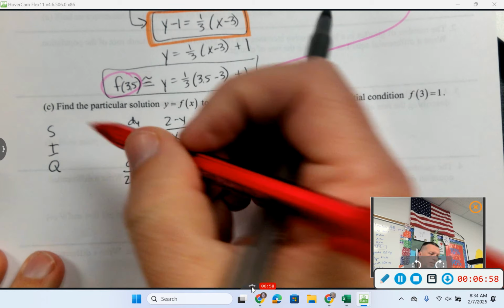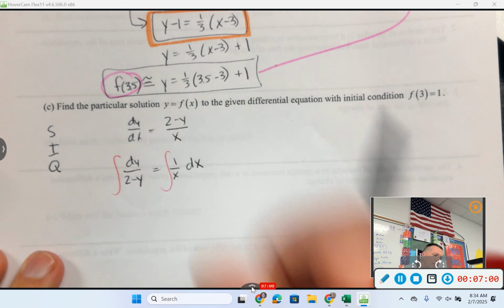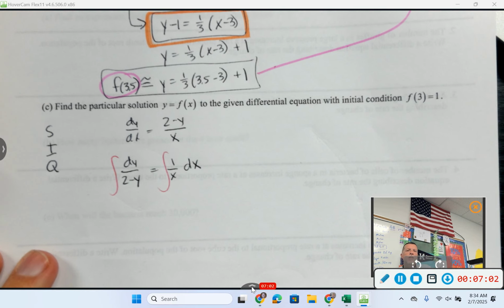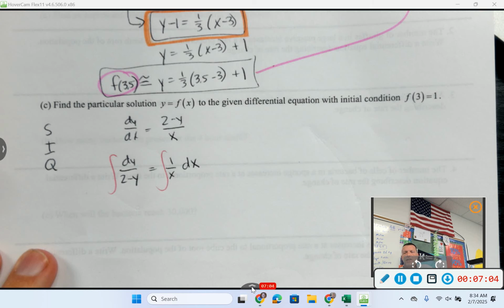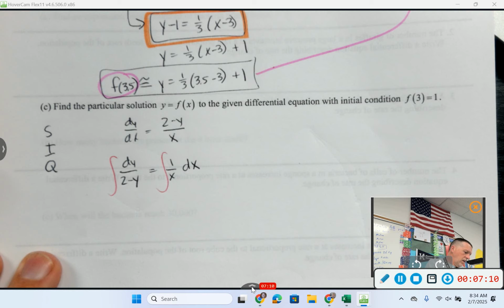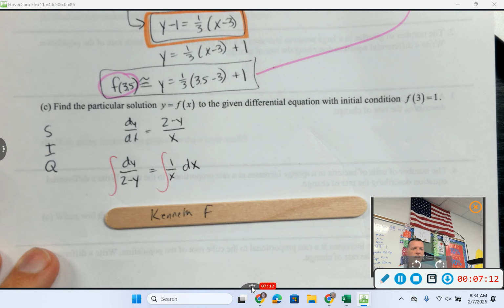Well, the separate's easy. The integrate, I think the right side's easy. Kenneth, what's the antiderivative of 1 over x dx?